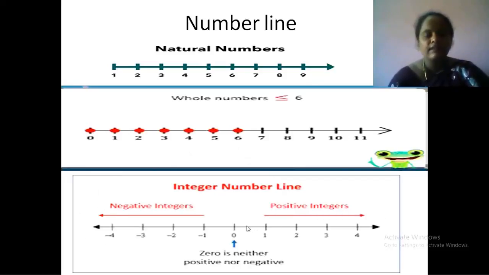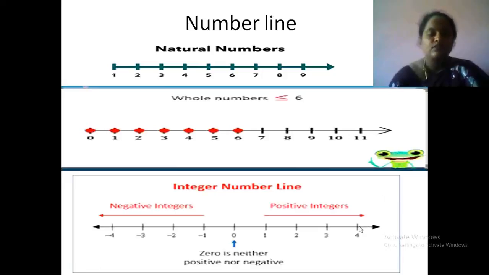When we take integers on the number line, we take 0 in the middle. To the right of 0 there will be positive natural numbers, which are also called positive integers: 1, 2, 3, 4 and so on. These are the positive natural numbers. On the other side we have negative integers: -1, -2, -3, -4 and so on. So here an arrow mark is there after -4. Here also after 4 we have an arrow mark.